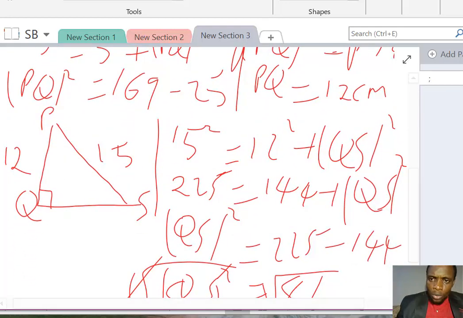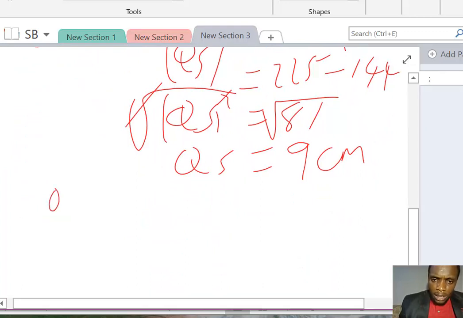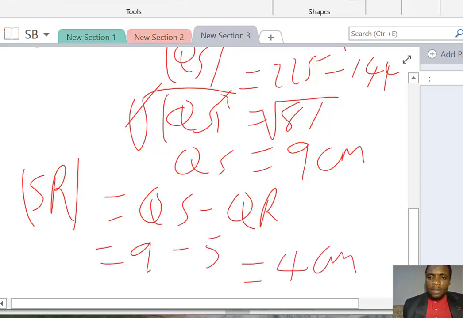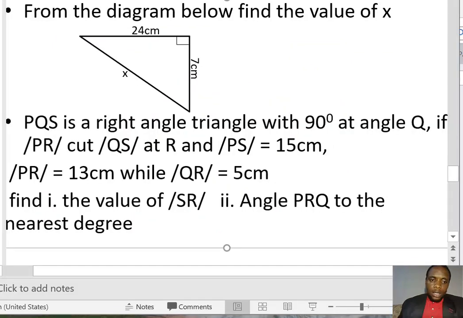So looking for SR, what we just need to do is to subtract QS minus QR. So SR will be equals to QS minus QR. So that will give us 9 minus 5. So the answer is 4 centimeter. So that is line SR.